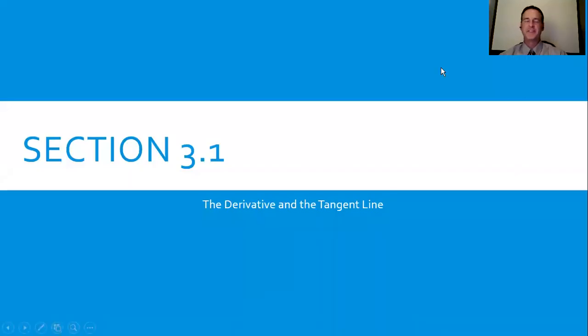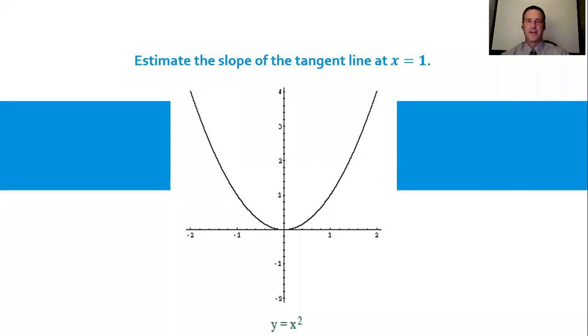All right, ladies and gentlemen, this is section 3.1, the derivative and a tangent line. And here's the deal. I've probably done this on video now probably 30 times, and it's just so hard to explain with a tablet, but I'm hoping that the 31st time I'll get this right, okay?